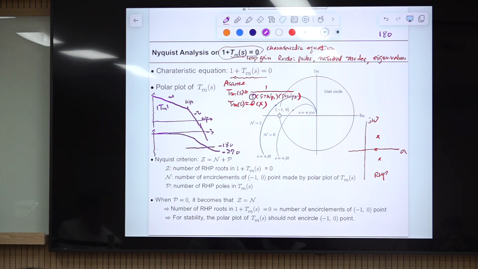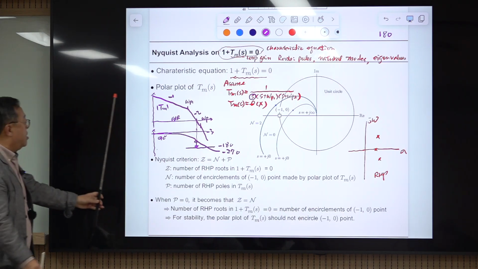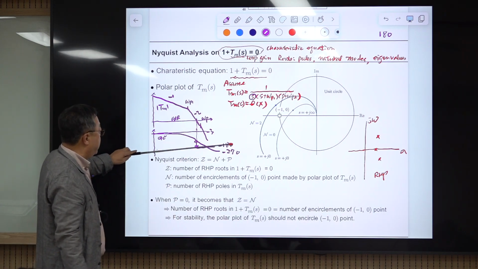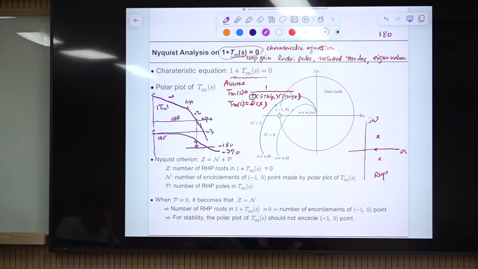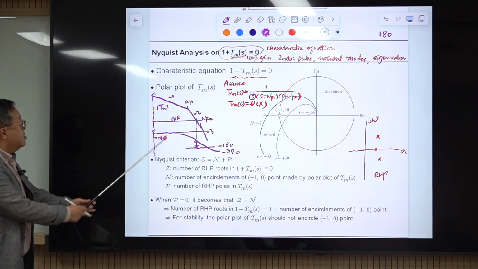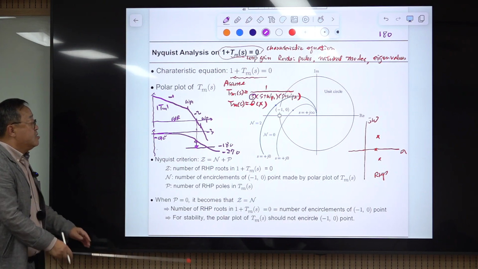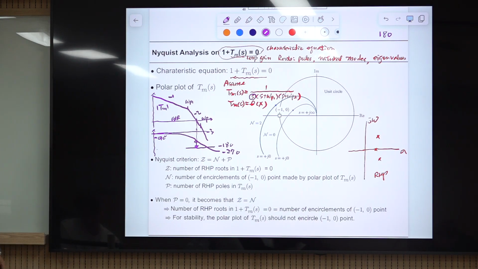Something like this. This phase starts from -90 degrees. Then the phase margin: this is the 0 dB line. The phase margin is evaluated at this frequency, and the difference between the phase at this 0 dB crossover frequency and -180 is the phase margin. So it has positive phase margin. So this converter is stable, right? Stable. This is our previous knowledge, and let's talk about the Nyquist criterion.